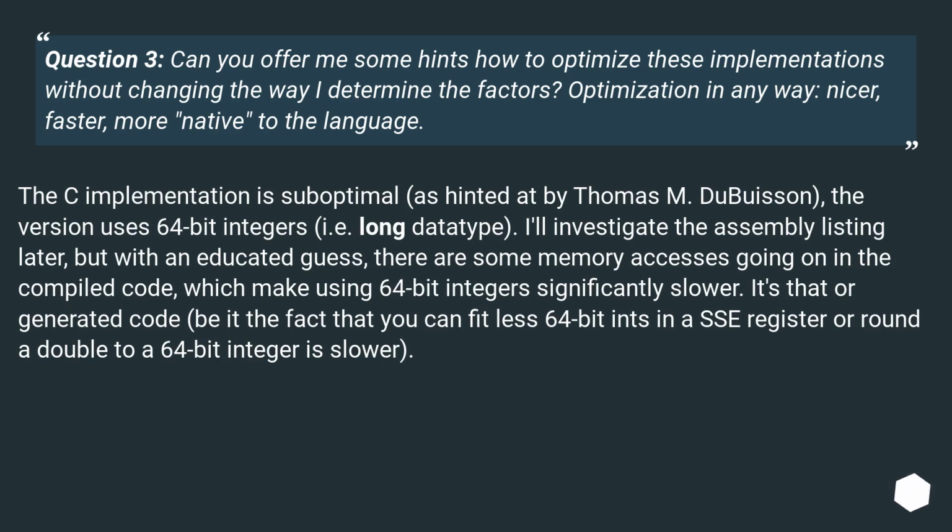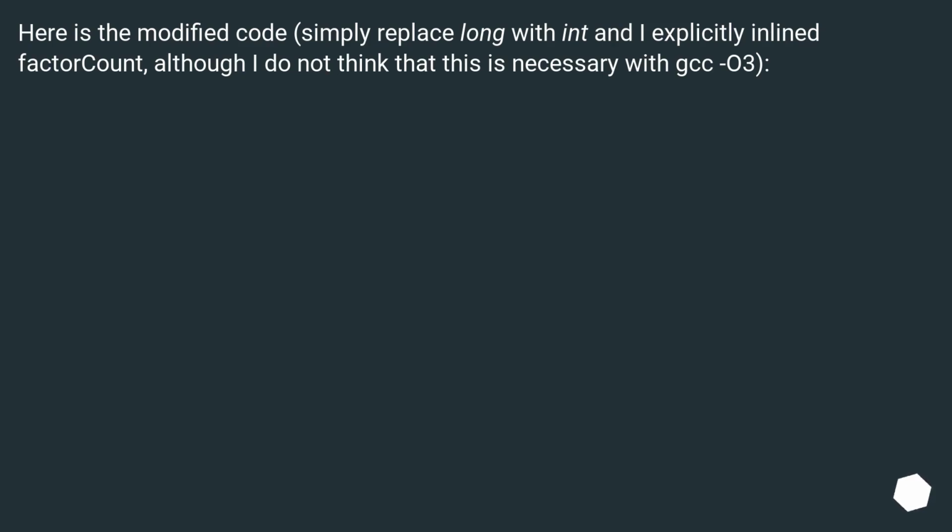It's that or generated code, be it the fact that you can fit fewer 64-bit ints in a register or round a double to a 64-bit integer is slower. Here is the modified code. Simply replace long with int, and I explicitly inlined factorCount, although I do not think that this is necessary with GCC -O3.